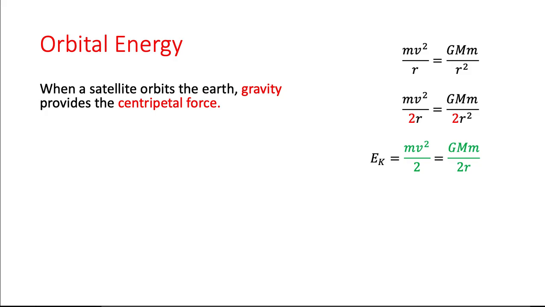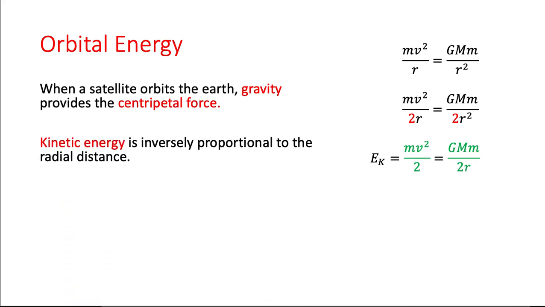You should be able to see there then, if I cancel a factor of r on the bottom of each of my sides of the equation, I've got that the kinetic energy is equal to mv squared over 2, half mv squared, and that's simply equal to GMm over 2r. Now, we can see there that there's a relationship between my kinetic energy and the radial distance. Specifically, we've got an inverse proportional relationship. That is, if I double r, then the kinetic energy will decrease by a factor of 2.